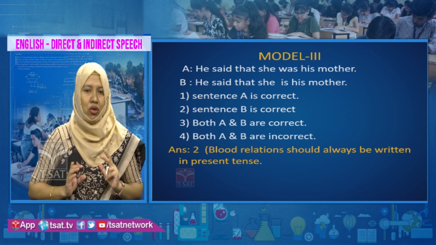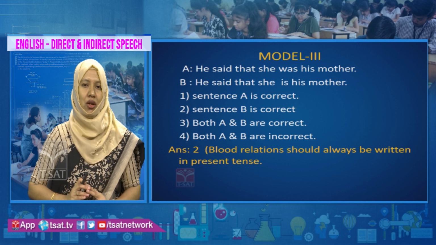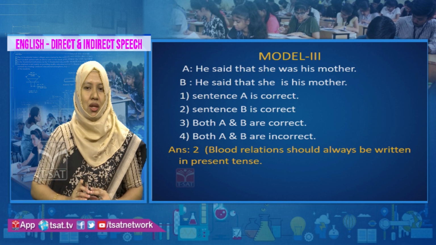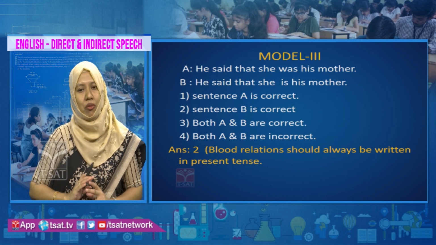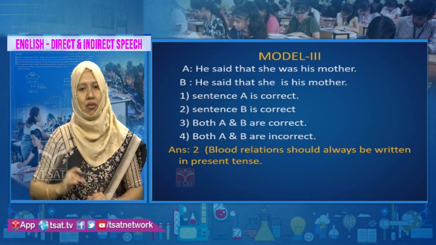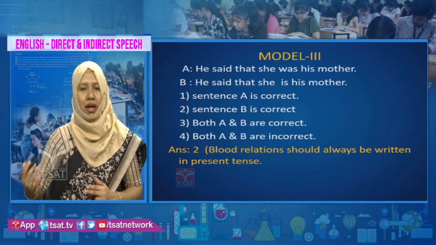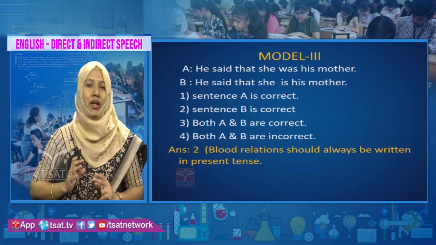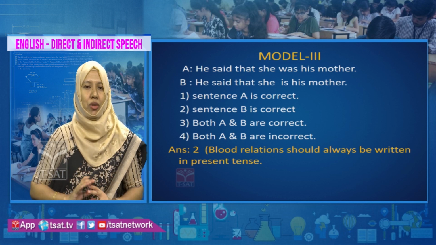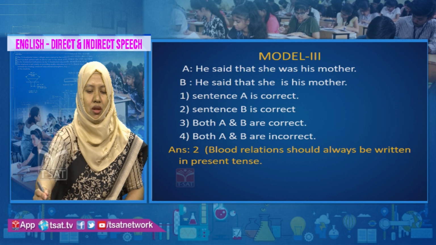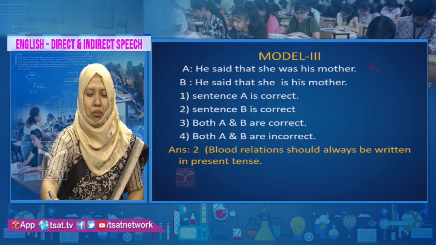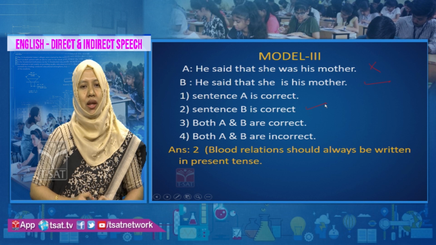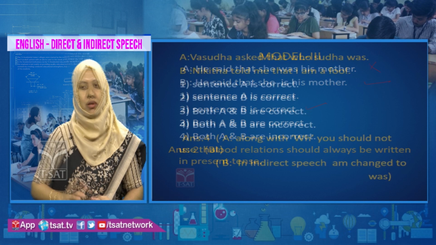Now you have to follow a few tips to solve such kind of questions. Always remember, blood relation should always be written in present tense. When we are talking about any blood relation, mother, father, brother, sister, any relationship, it should always be written in present tense. It cannot be changed to past tense. So here A is wrong, B is correct. So answer is option 2, B is correct, statement A is wrong. Next question.